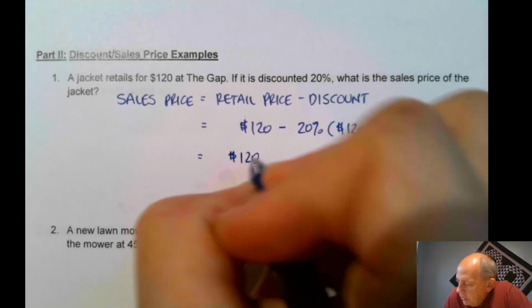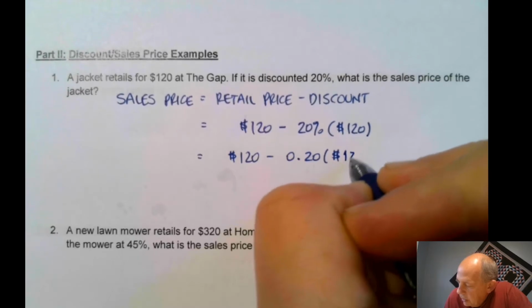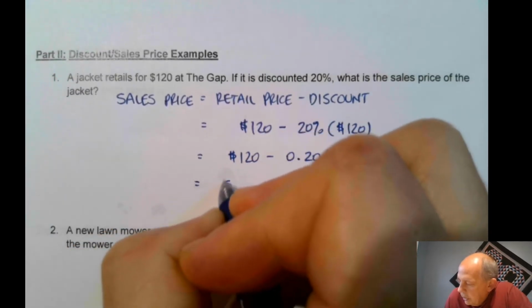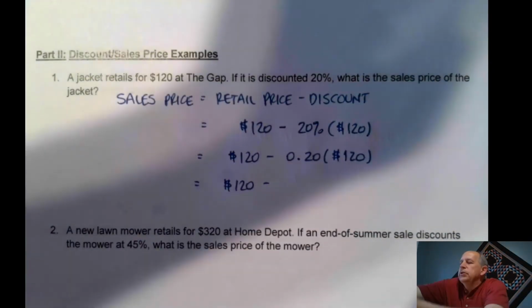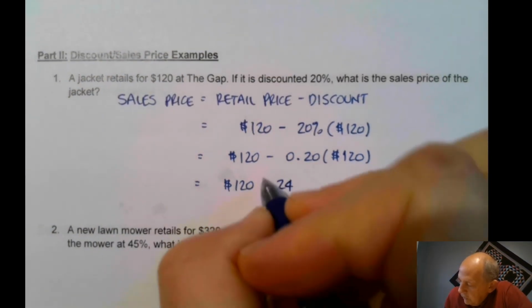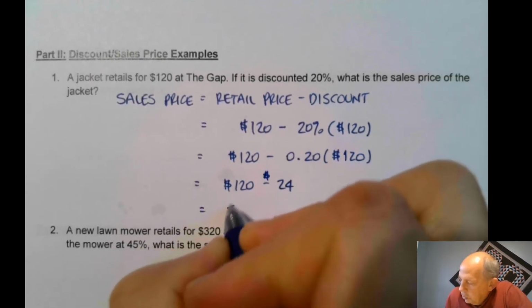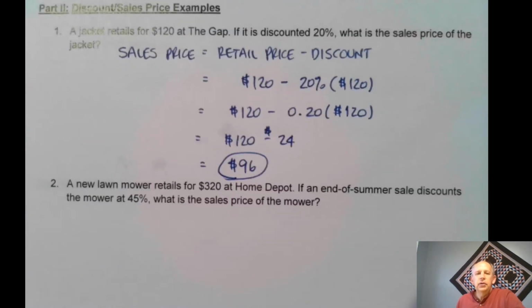So I have 120 minus 0.20 times 120. That is going to give me $24. The new price of the jacket is $96. So it was originally $120, 20% off would make the price of the jacket now $96.